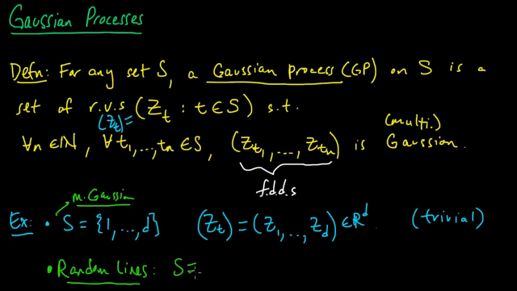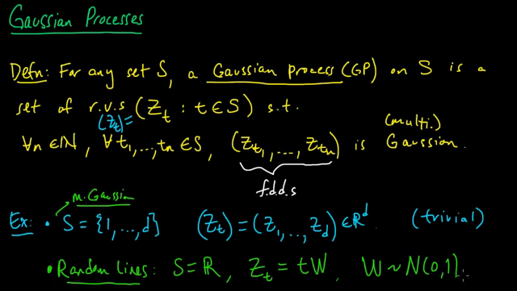So for this second example, we'll take S to be the real numbers. So we're going to have an uncountable collection of random variables here. So now things are starting to get interesting. And we'll define Z_t to be t times W, where W is a random variable that is, let's say, just a normal random variable with zero mean and unit variance. So it's just a standard normal random variable. So this is just in R.